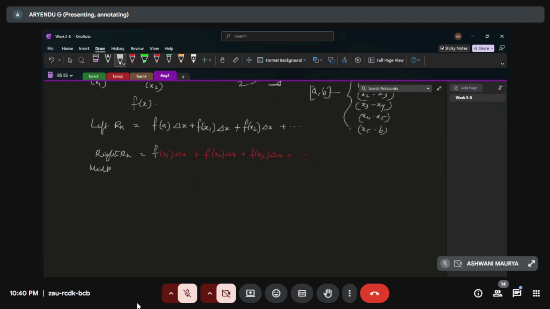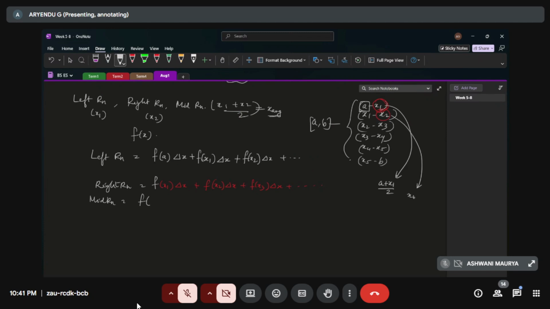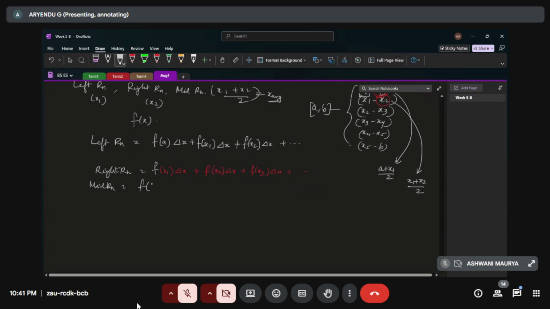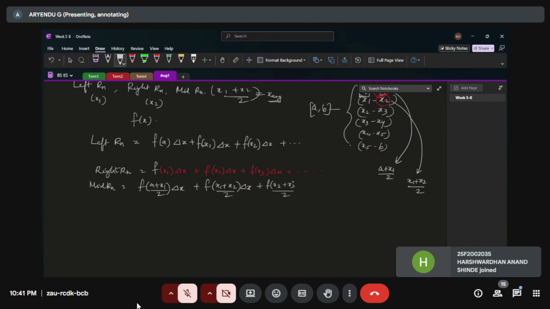And the mid Riemann sum we can take by taking the average. So for each one we have to take the average. For this one we are taking the average, we have a plus x1 by 2. This if we take x1 plus x2 by 2. So this is a very lengthy process. So for this we'll have to take f of a plus x1 by 2 into delta x plus f of x1 plus x2 by 2 into delta x plus f of x2 plus x3 by 2 into delta x, and so on. It will have to go on.